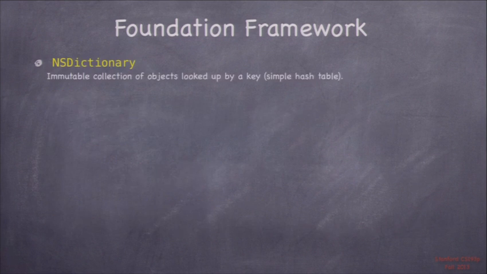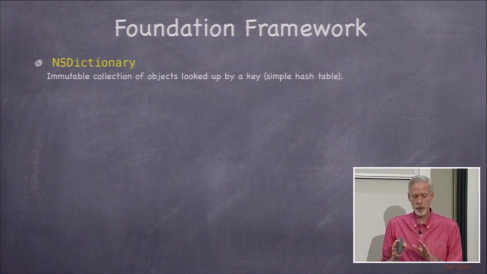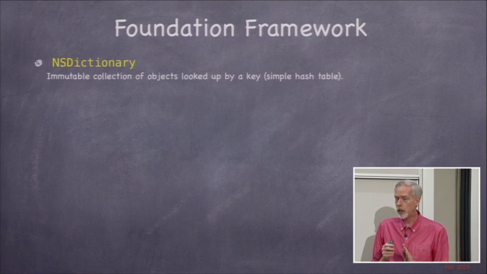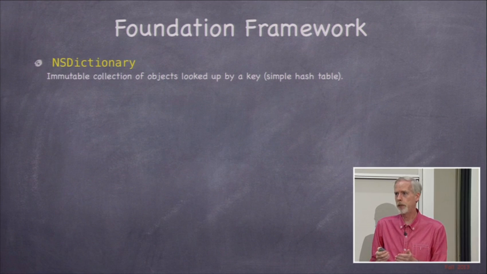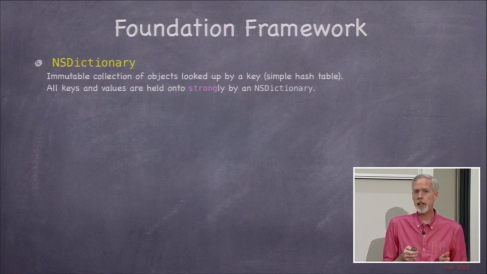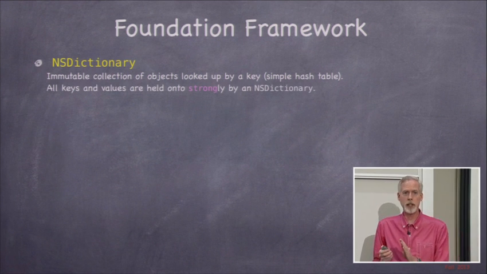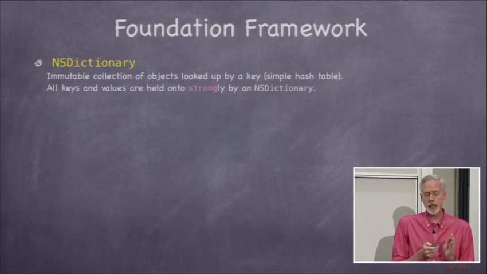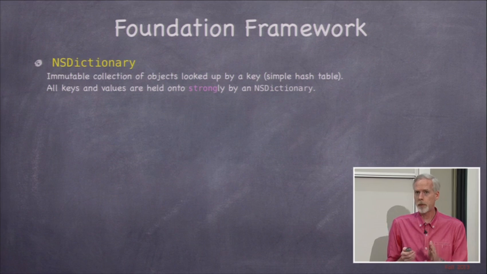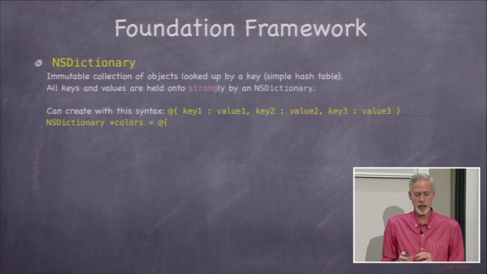Okay, dictionary. This is probably the second most important collection class behind array. It's an immutable collection of key-value pairs. It's like a hash table. All the keys and values are held onto strongly. So if they're in there as a key or a value, then they're in the heap, and they stay there as long as the dictionary stays in the heap. The keys and values obviously are both objects. We'll talk about what the key has to do to be a key in a second here.